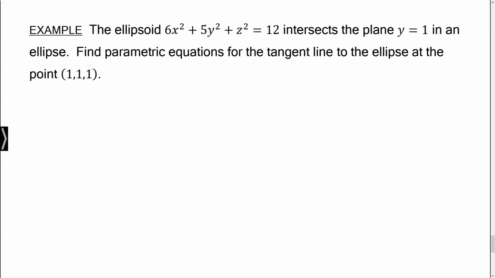All right, so for this problem, it says the ellipsoid 6x squared plus 5y squared plus z squared equals 12 intersects the plane y equals 1 in an ellipse. We want to find parametric equations for the tangent line to the ellipse at the point 1, 1, 1. So the key to this problem is realizing it's just asking you for the equation to the tangent line that we've been looking at this whole video. So let's just take a look at what this looks like.